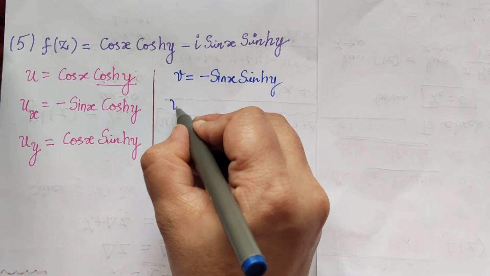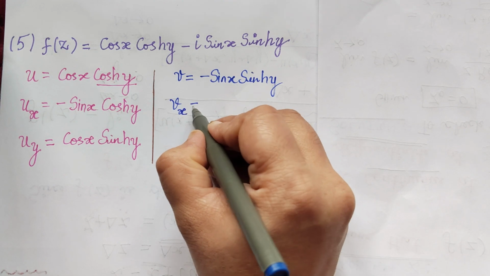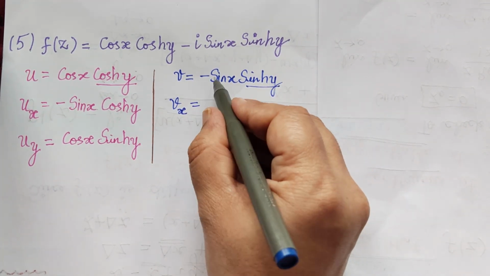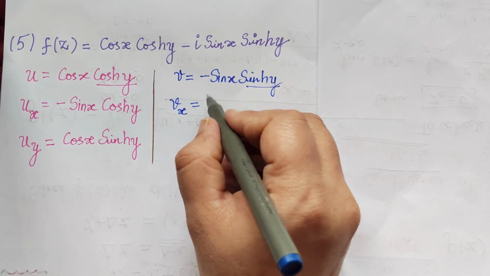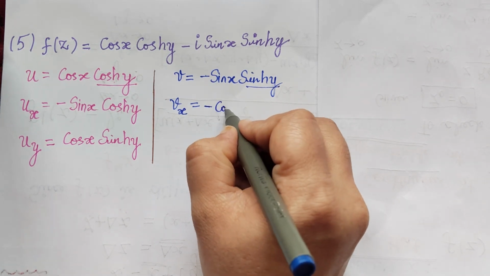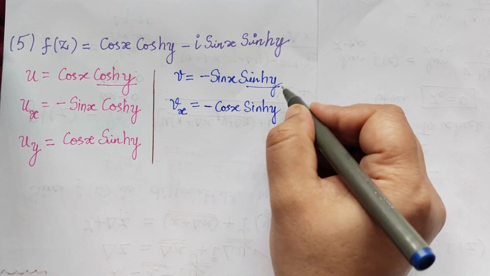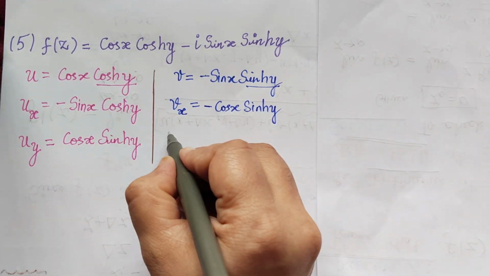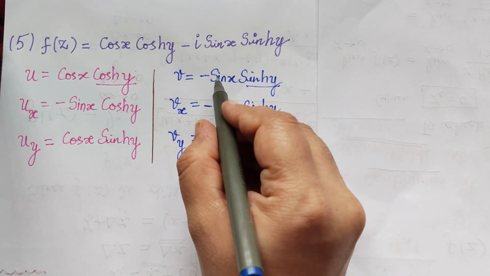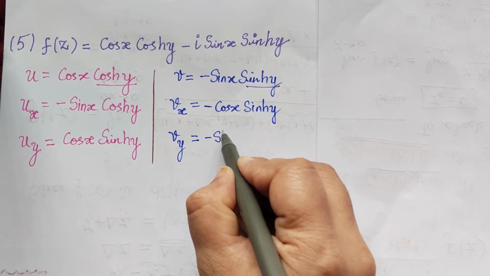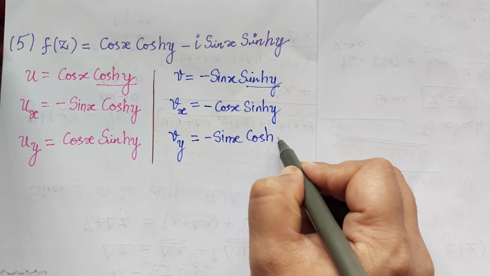Next we have vx, which is the differentiation of v partially with respect to x. Y will be treated as constant. So differentiation of sin x is cos x. This minus will come as it is, cos x, and sin hy will come as it is, since it will be treated as constant. Next vy, partially differentiating v with respect to y. So minus sin x comes as it is, and the differentiation of sin hy is cos hy.